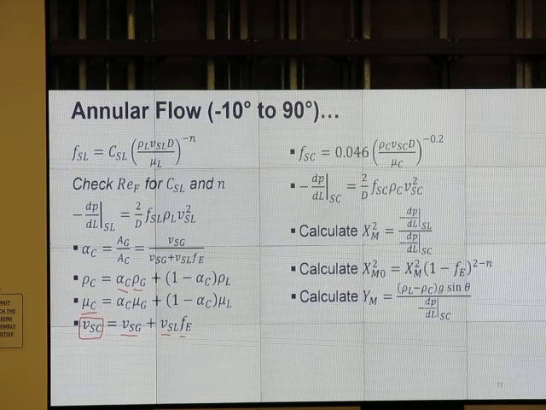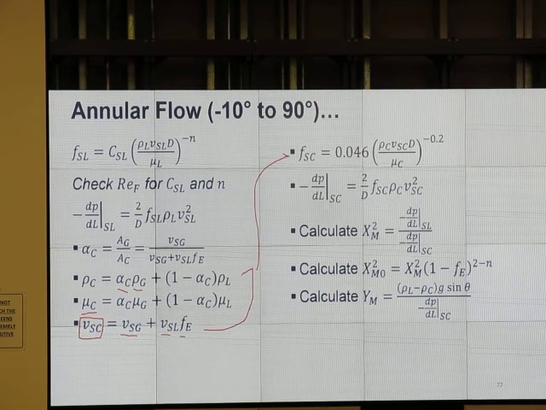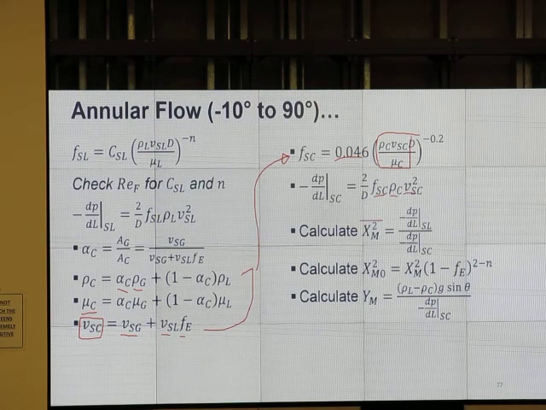And the way that we do it is to use this kind of step. It's just a step in the calculation. After we know VSC, then we can calculate FSC, the friction factor based on superficial core velocity: 0.046 multiplied by that pre-calculated value to the power minus 0.2. Then I calculate 2 f rho_c VSC squared over D. Then I can get XM squared, right?